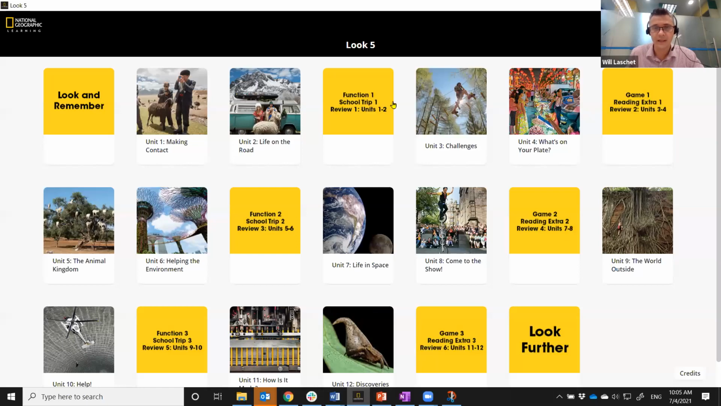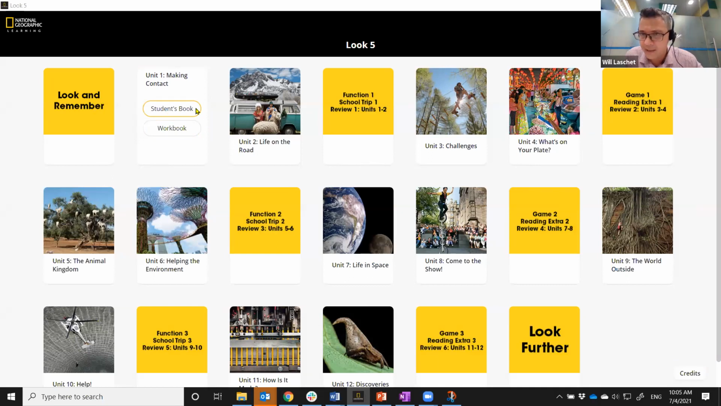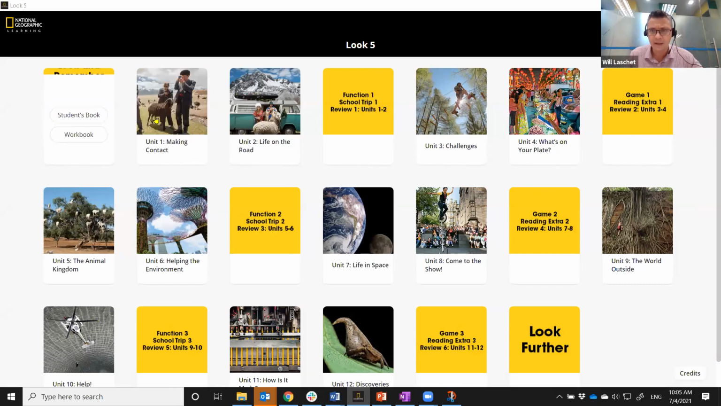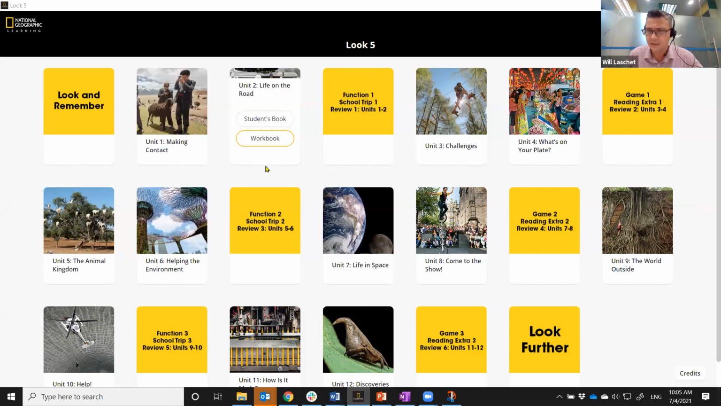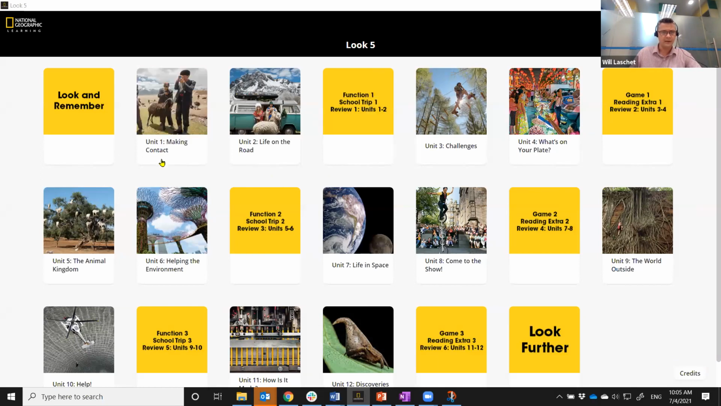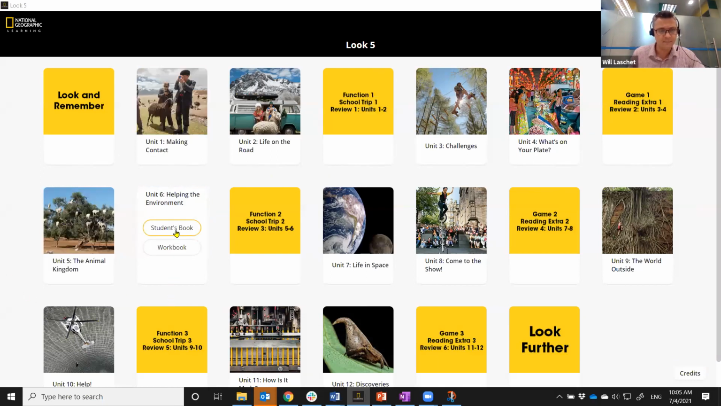So now we are in the CPT. I think you can see it. So if I just hover over, I can see all the units here. There are 12 units. If I hover over one, you can see I have two choices, student book or workbook. Okay, can you see that? Can you just type into the chat box for me? Are you looking at the CPT? Thank you, Alexander. Perfect. Okay, so today we're going to be looking at unit number 6, helping the environment.